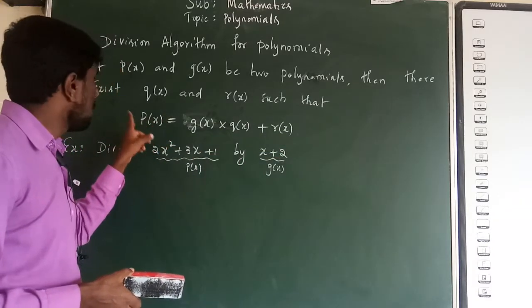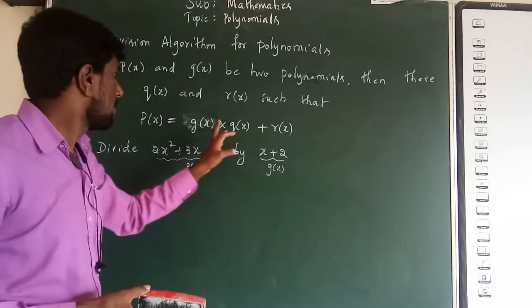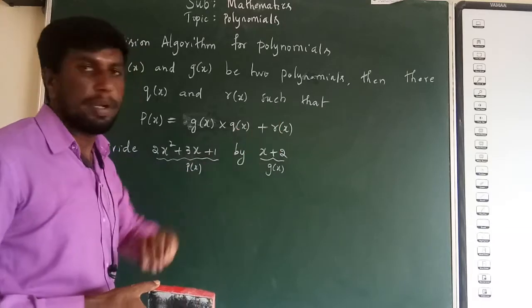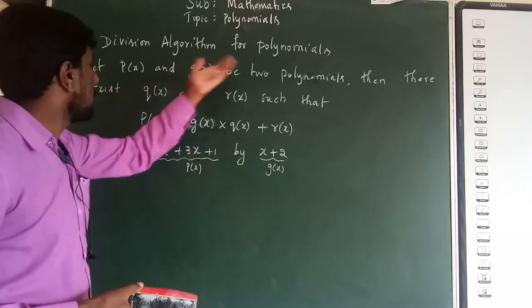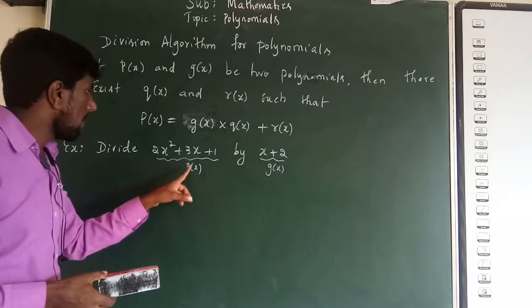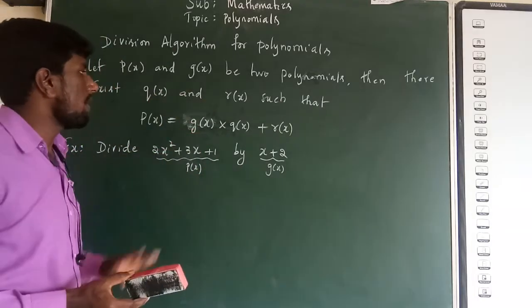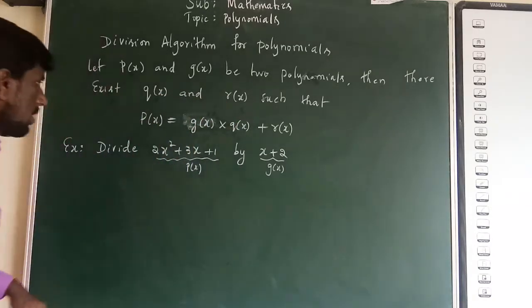What is the equation? P of x is equal to g of x into q of x plus r of x. Q of x is a quotient polynomial, r of x is a remainder polynomial, and these two are the given polynomials. So p of x and g of x are given. I should find out q of x and r of x, and I need to verify this. Let us see how to divide this.